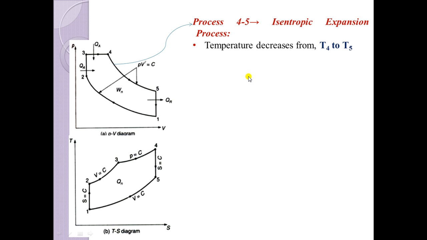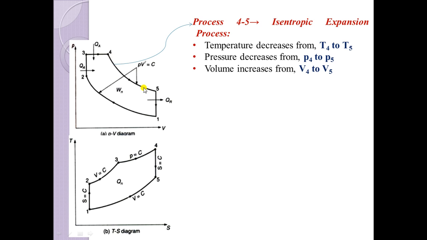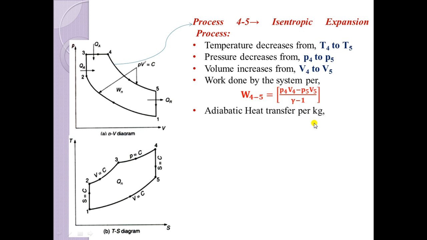Moving on to the next process, that is process 4 to 5, which is isentropic expansion. Expansion takes place, as a result temperature decreases from T4 to T5 and pressure also decreases from P4 to P5, and volume increases from V4 to V5 because of the movement of the piston. The work done by the system in this case can be written as (P4 V4 minus P5 V5) over (gamma minus 1) based on adiabatic work, and heat transfer will be 0 for this case.